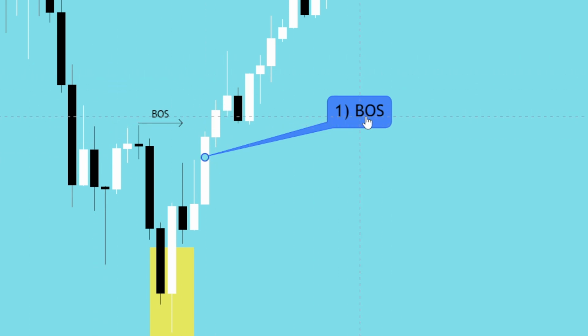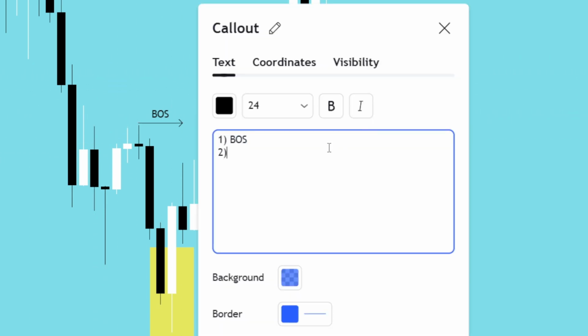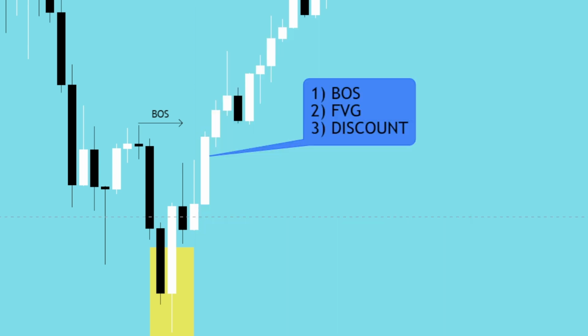We need price to then give us an inefficiency or a fair value gap, which is what we're going to go through next. And the third thing we need to look for is a discount. We want price to come into a discount of some sort of minor structure before heading higher. So let's analyze these three rules in detail. So this is our fair value gap over here, right? This is what makes this a valid order block. It's the fact that we have a fair value gap candle over here.